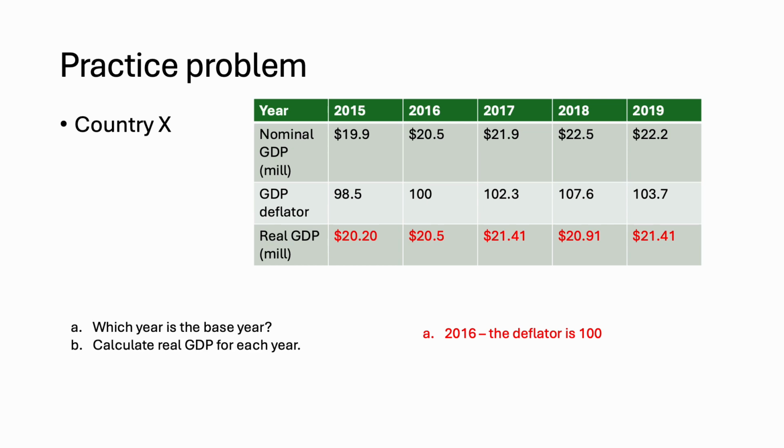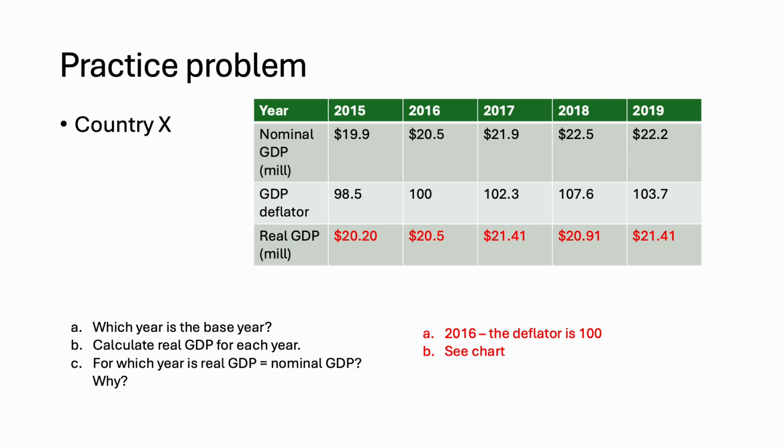Question B, calculate real GDP for each year. Real GDP is equal to nominal GDP divided by the deflator multiplied by 100. So you can see the calculations made and the chart is filled in.